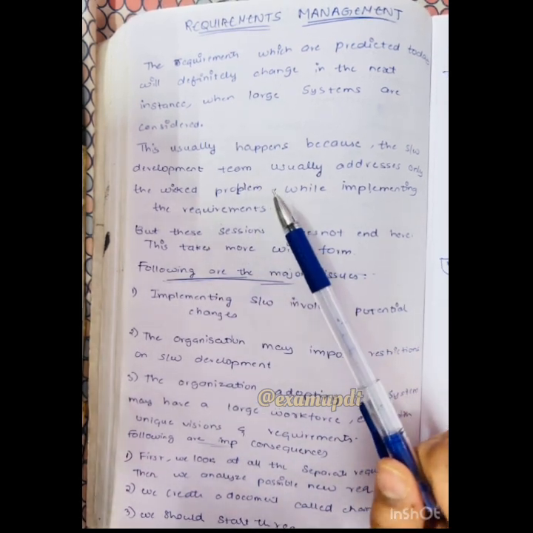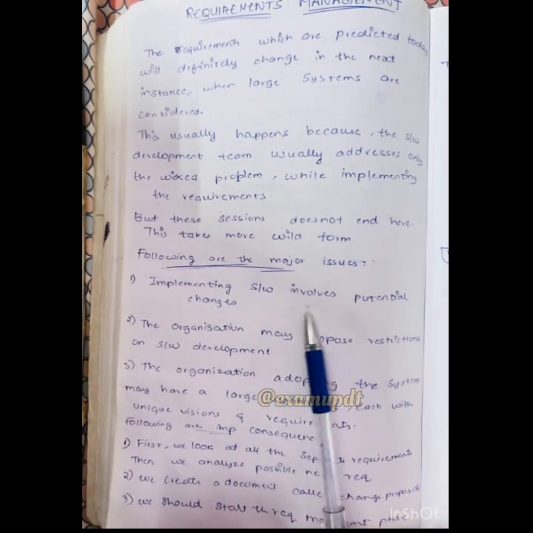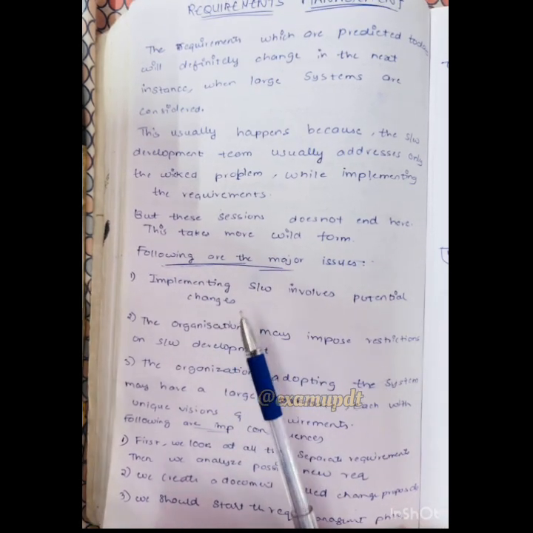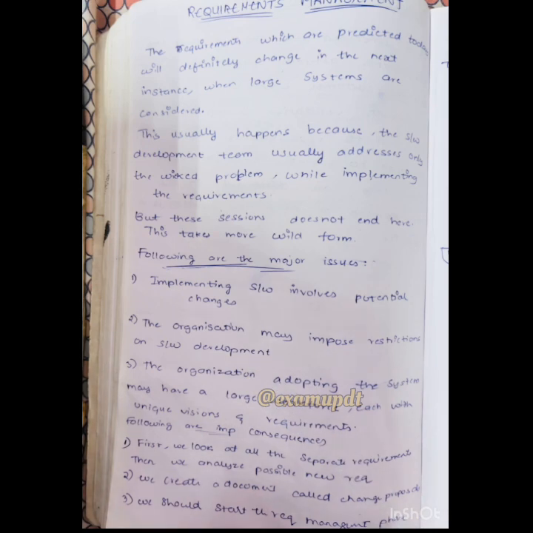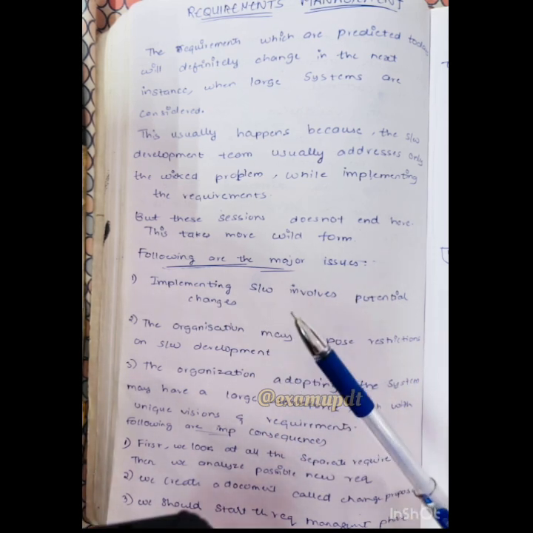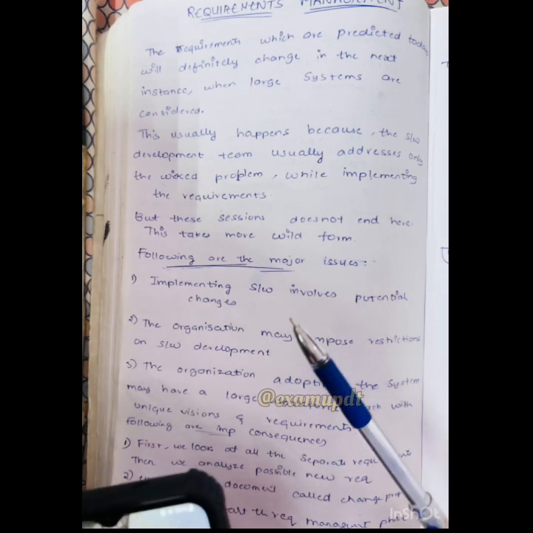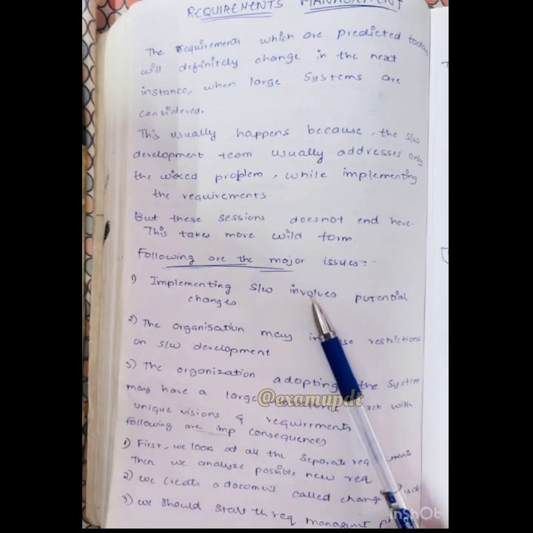The first one is that implementing the software involves potential changes. When you put the software into action, a lot of things in the organization might change. Business and technical aspects might shift, new hardware might come, users might want the software to connect with other systems, and the organization might also introduce new rules or policies.